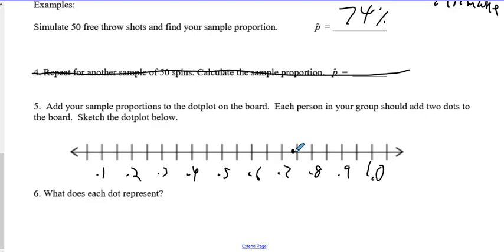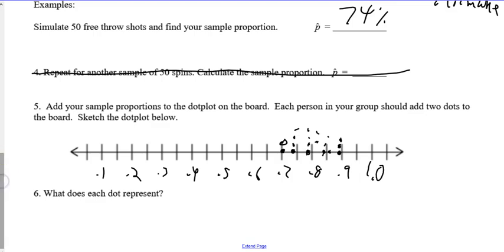Now everybody's going to come up and put their dot on the screen. I'm going to stop recording. All right. So it looks like we have up here 1, 2, 3, 4, 5, 6, 7, 8, 9, 10, 11, 12, 13, 14, 15, 16, 17, 18, 19, possibly 20 dots. Okay? But notice, where are they? They're all between about 70% and 90%. That's going to be important.